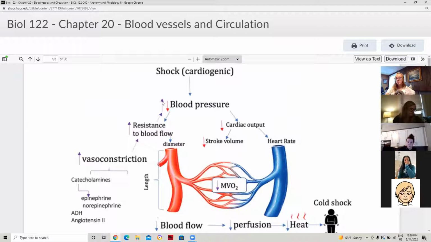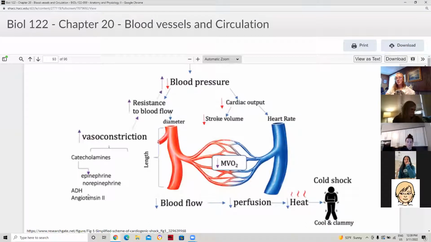As a result, compensation increases the blood pressure by increasing the resistance to blood flow, by increasing the vasoconstriction through the catecholamines, the sympathetic nervous system, and increasing levels of ADH and angiotensin. Any questions?